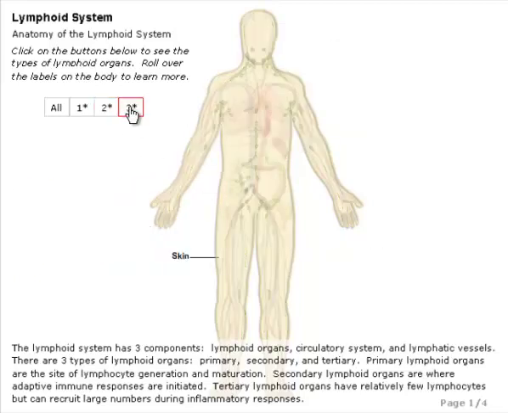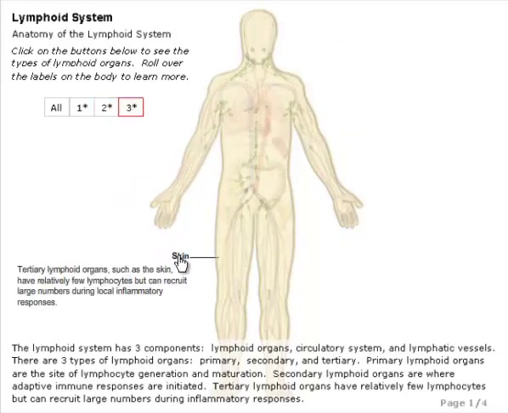And what's on number 3? Number 3, just looking at the skin, we've taken a look at this in quite some detail. This is a tertiary lymphoid organ, and so it has relatively few lymphocytes. So this would be a good example of a tertiary lymphoid organ. It has relatively few lymphocytes, but it can recruit a bunch if it needs to.